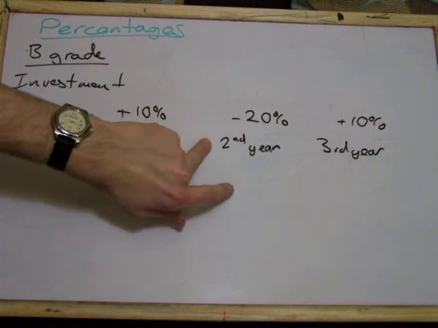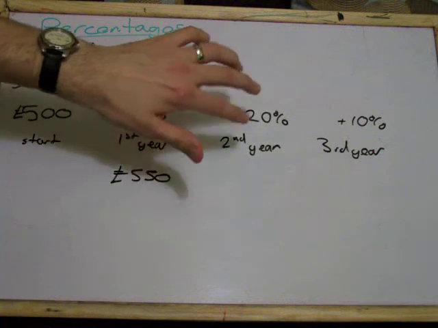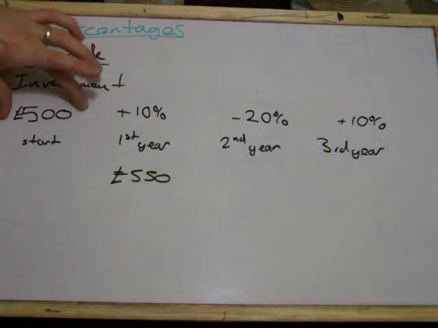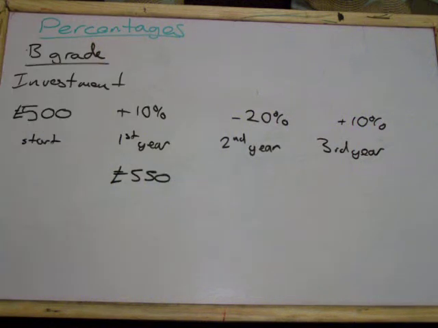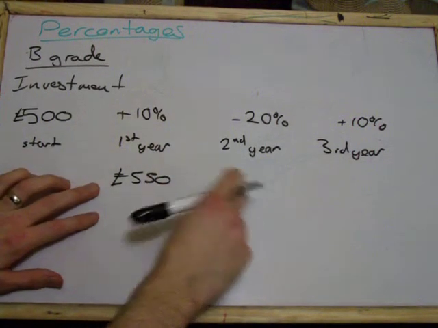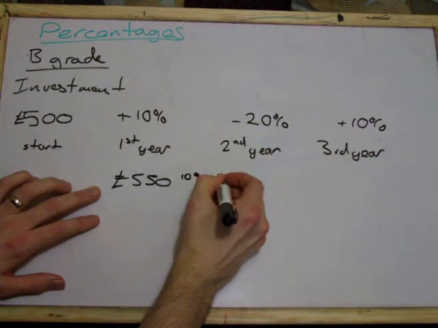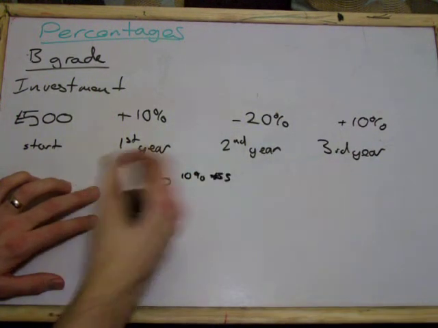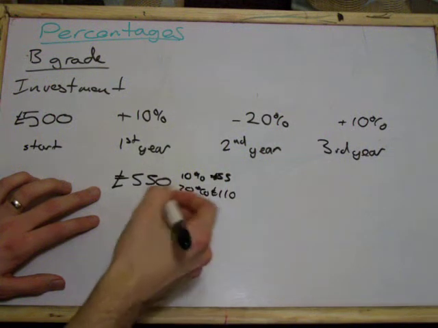Okay, at the end of the second year the investment's lost 20%. Something's gone wrong and it's reduced. Now you want to take 20% off, but it's not 20% off the original because you don't have £500 invested anymore. You've got 550 invested. So you need 20% off the 550. Now 10% of this is going to equal £55. Okay, 20% is then going to be £110. So we take that off.